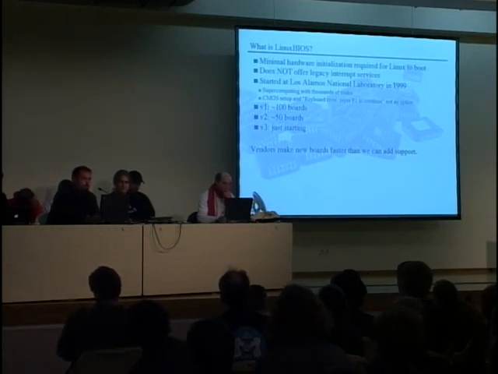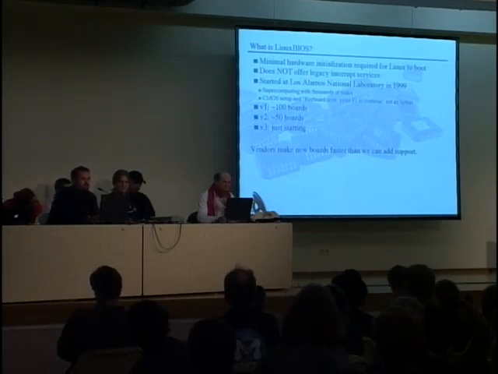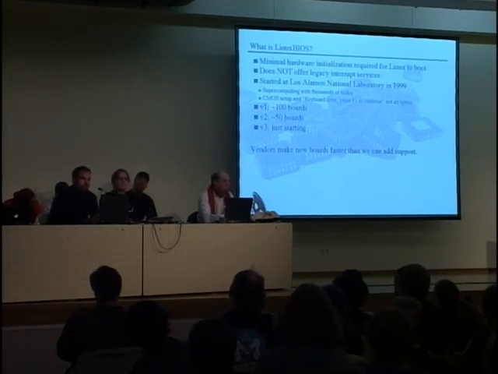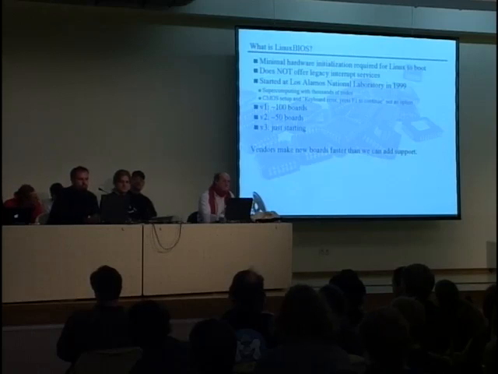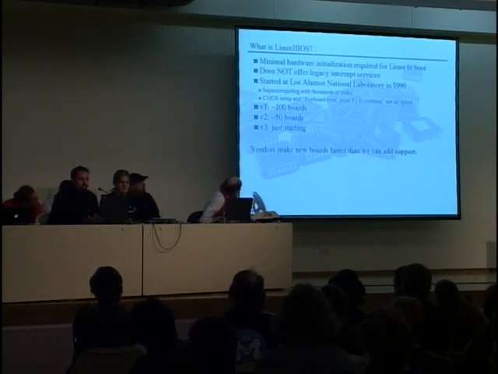They don't want keyboard error, press F1 to continue errors on thousands of nodes, so they decided to start developing an alternative. Version 1 of Linux BIOS had support for about 100 mainboards. Version 2, support for about 50. Version 3 is just starting since a couple of months ago. Vendors are making new boards much faster than we can add support for them in Linux BIOS for a number of reasons.